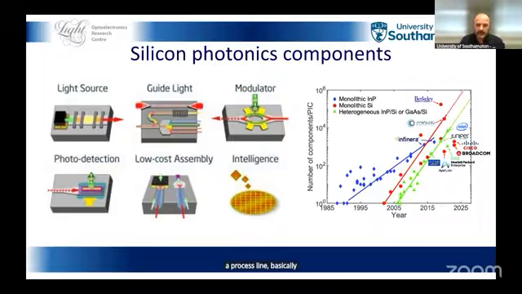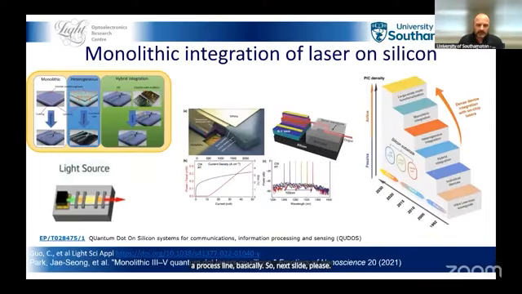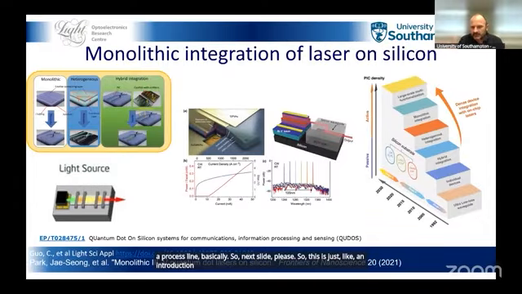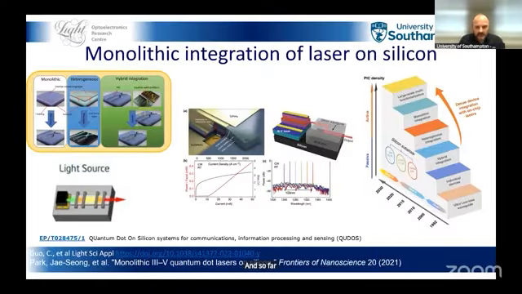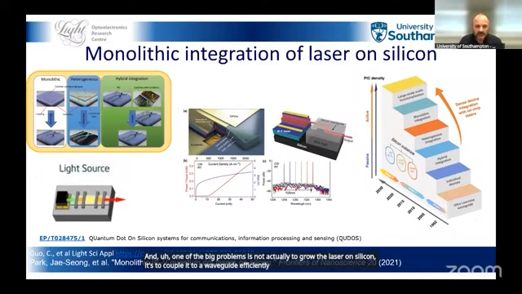So next slide, please. This is just an introduction slide that I think John Bowers came up with, that little ladder step. Essentially, you want to have your laser grown on silicon, and you want to be able to couple that efficiently to a waveguide, right? So far, you have mixed results on this. And one of the big problems is not actually to grow the laser on silicon, it is to couple it to a waveguide efficiently and at wafer scale.